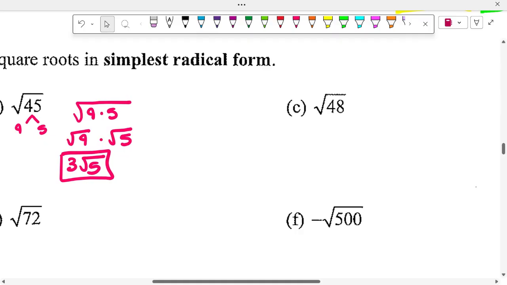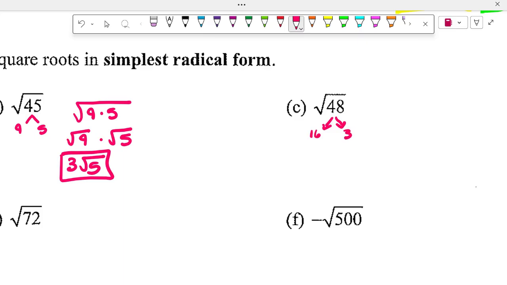Now, think about this carefully. I want the largest perfect square for 48. 12 and 4 is one of them, but isn't necessarily the largest. 16 and 3 is. Now, you could use 12 and 4. The only problem is that you'd have to simplify the radical again. All right, it won't be fully simplified. So, I'm going to show you both ways just so you know what happens if you run into that problem.